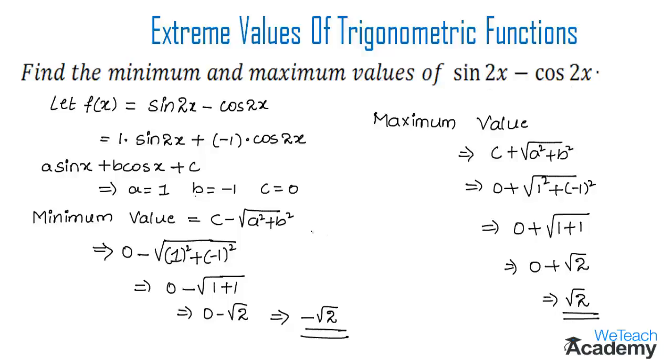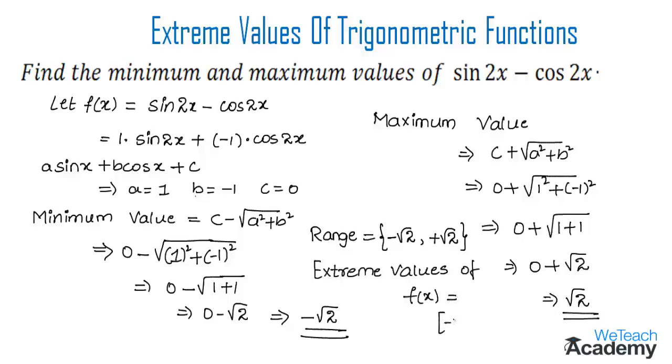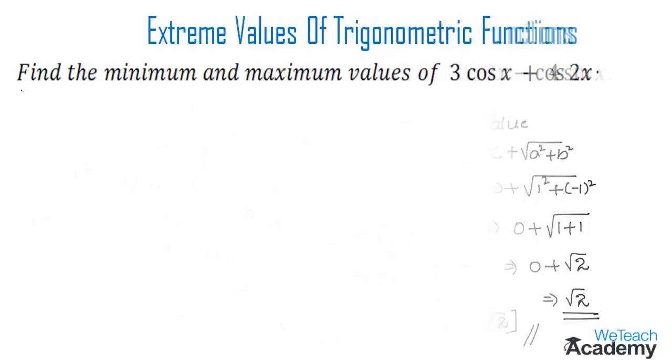And now the range of the given function f of x will be equal to minus root 2 to plus root 2, and thus the extreme values of the trigonometric function f of x are also equal to minus root 2 to root 2. And now let us proceed and discuss one more example.